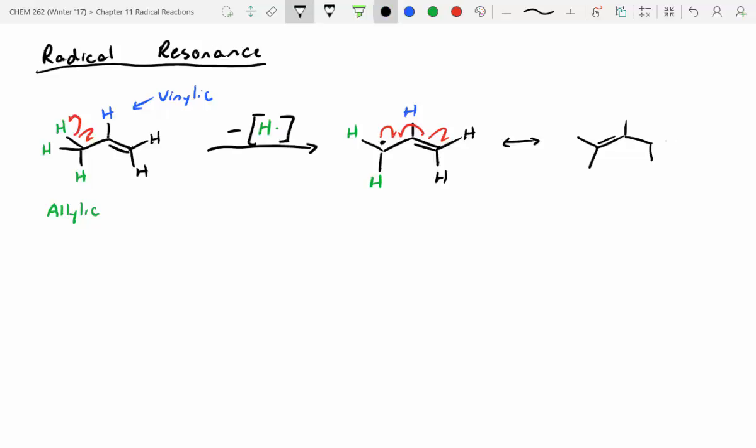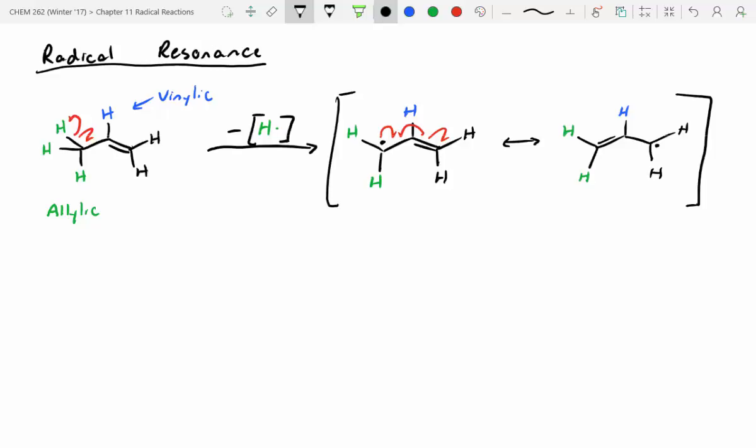Let me clean this up. So we've got the radical now on the other carbon. And we've got our green protons over here, our blue proton here, and now our black protons on the other side. So these resonance structures are a little bit more complicated to draw. You have to remember to do the single fishhook arrows, and it usually involves more arrow pushing than your standard resonance structures, right? So be careful drawing these to make sure you're following the correct notation.